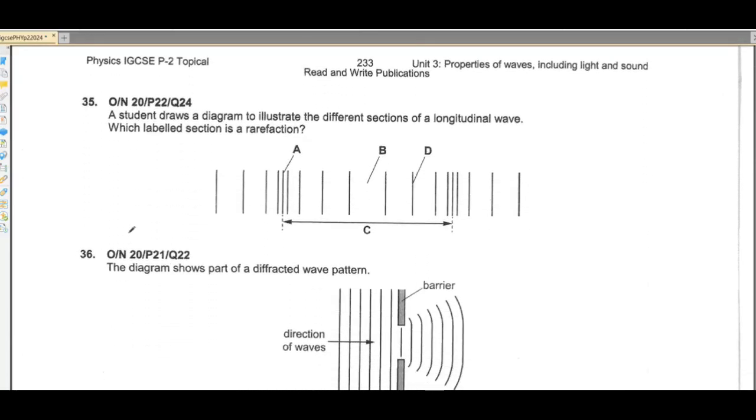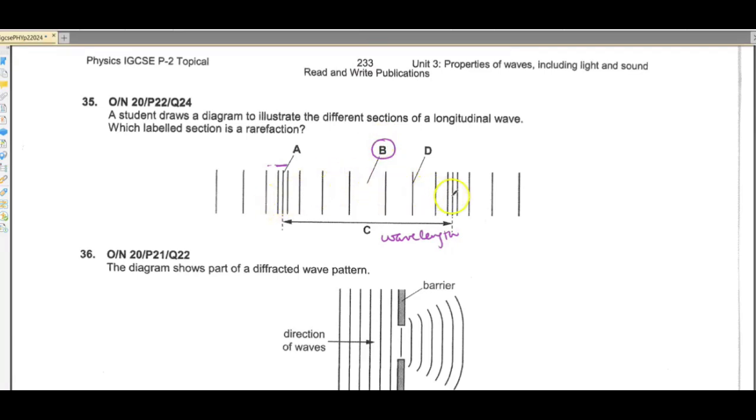Question number 35. A student draws a diagram to illustrate the different sections of a longitudinal wave, which labeled section is a rarefaction. Okay. Now we can see that this is compression, and basically this is a compression again. C is giving us the wavelength. So A and C can't be our options, right? And D is somewhat between a rarefaction, and B is the actual rarefaction, okay?